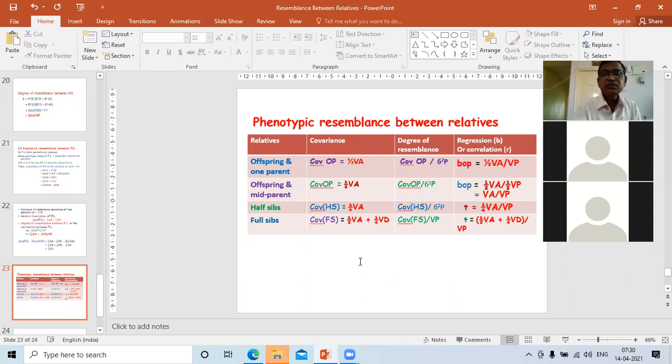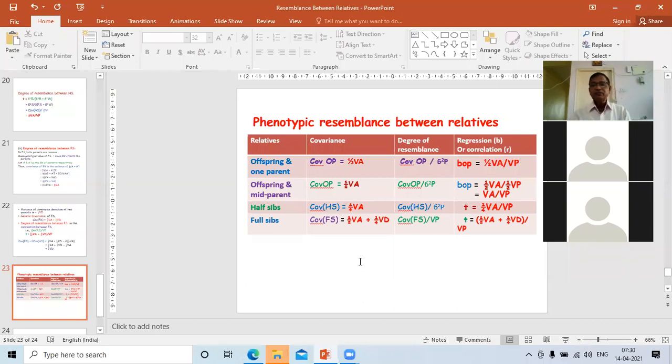In case of half sibs, the interclass correlation t is equal to 1/4 VA by VP. In case of full sibs, the covariance of full sibs is equal to half VA plus 1/4 VD. So the degree of resemblance is the covariance of full sibs by VP, and the interclass correlation t is equal to half VA plus 1/4 VD, by VP. So this is why we need to estimate all these degrees of resemblance.